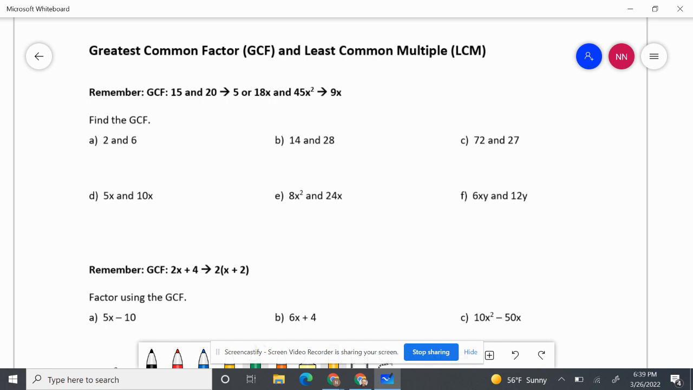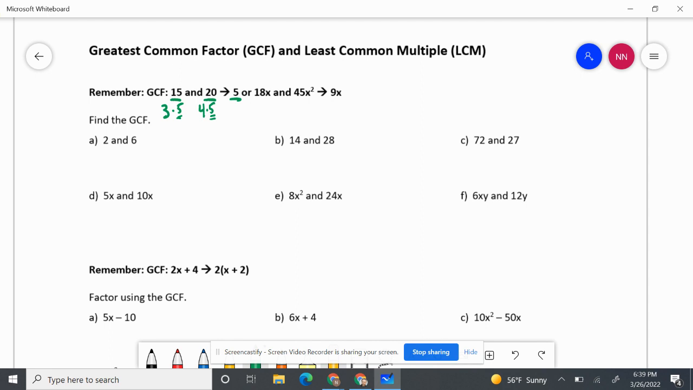So with the GCF, the greatest common factor, we have two numbers, 15 and 20, and we're trying to figure out the largest number that goes into both of these, and that would be 5, because 15 is 3 and 5, and 20 is 4 and 5. So they both have a 5, and that would be the greatest common factor.